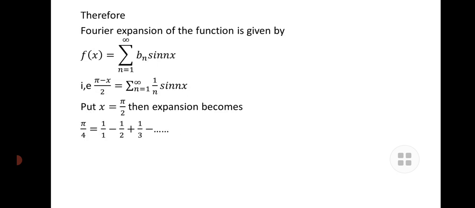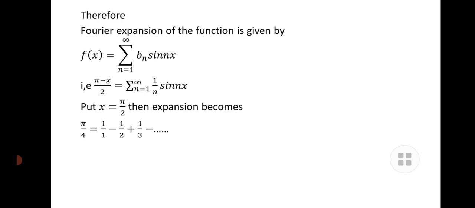Therefore, the Fourier expansion of the function is given by f of x is equal to summation n is equal to 1 to infinity Bn sin nx. We already solved that Bn is equal to 1 divided by n, and f of x is equal to pi minus x divided by 2. Substituting these values in the expansion, we get pi minus x divided by 2 is equal to summation n is equal to 1 to infinity 1 divided by n sin nx.